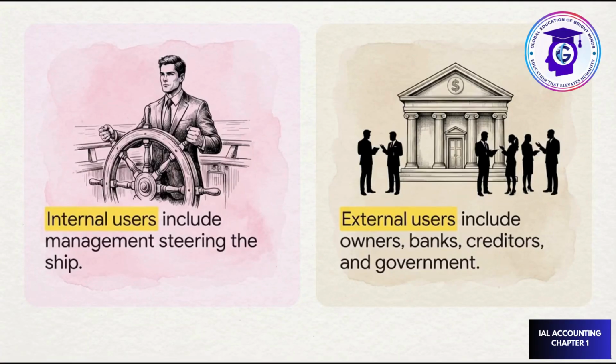Remember the third step of accounting from earlier, communicate? This is where we look at the network of people who actually rely on that communication. The absolute simplest way to understand this ecosystem is to divide it straight down the middle. You've got internal users, which essentially means management, the people operating on the inside, actually steering the ship. And then you have external users. This is a massive group of people looking in from the outside. Owners, banks, trade creditors, the government, even the general public. They all desperately want your financial information, but they want it for completely different reasons.